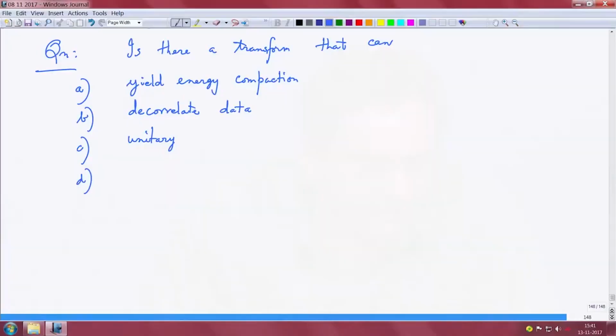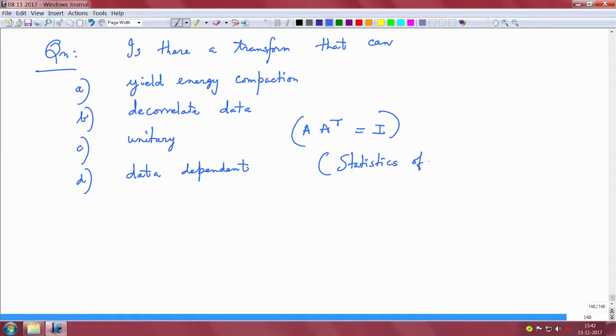We would like to have unitary transformations because it eases out certain properties in terms of simplifications. So, we bring this notion of unitariness, which means if you are given a linear transformation A, A transpose A is identity. And then this is very important, it is data dependent. That means statistics of the data must play a role.